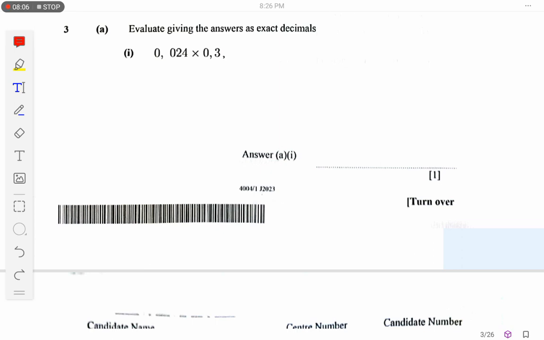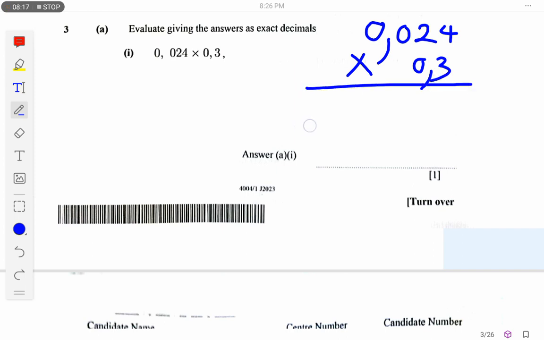Evaluate, giving the answers as exact decimals. So what you do, you rewrite it and say 0.024 times 0.3. So we are multiplying. When multiplying, I'm going to say 3 times 4 here, that's 12. So I have 2, remainder 1. Then 3 times 2, that's a 6, plus 1 here, it's going to be a 7. So this is the multiplying part.